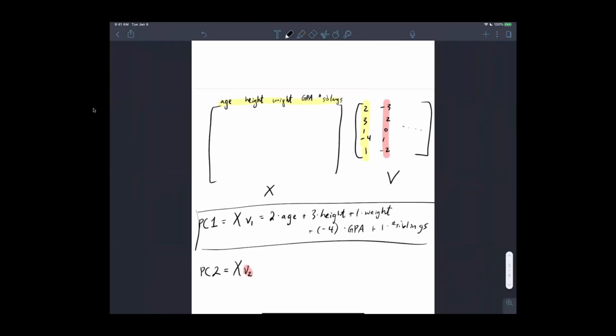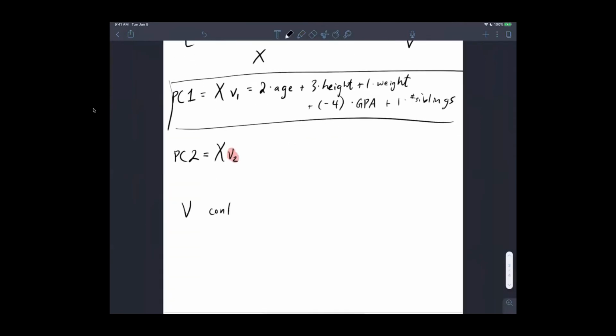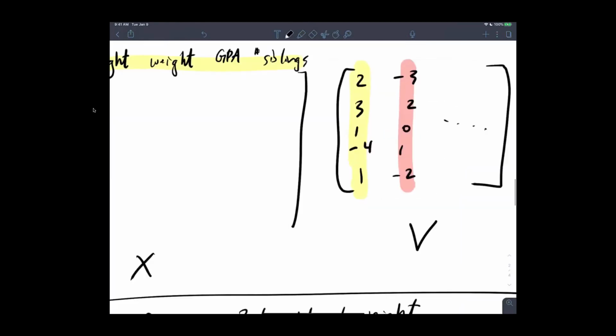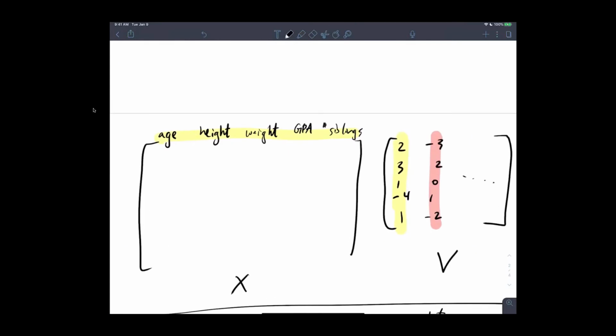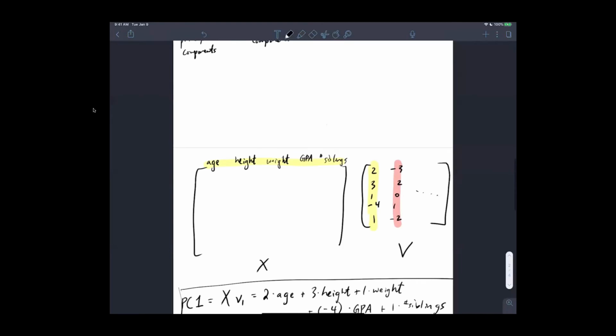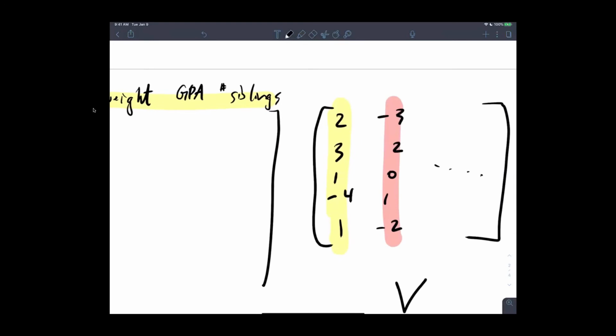And so the reason I give you this weird example is because we can interpret V as containing the directions of our principal components. This first column here that I've highlighted in yellow defines the direction of our first principal component, because those are the weights that we apply to the columns of our design matrix to convert from raw features to the first principal component. The column highlighted in red is the direction vector for the second principal component, and so on and so forth.